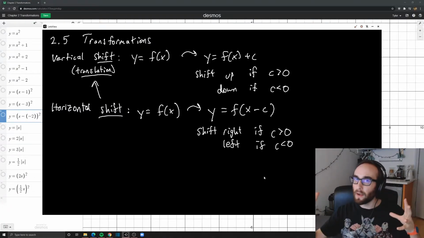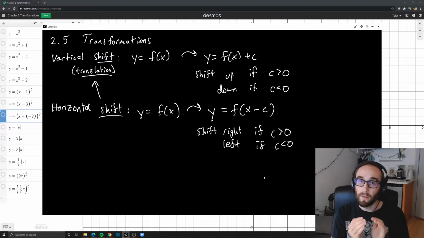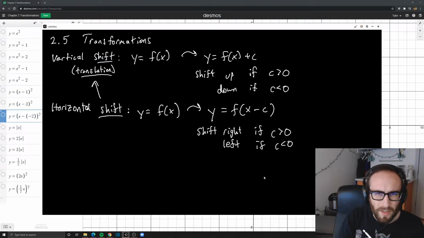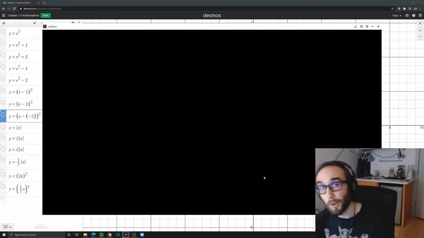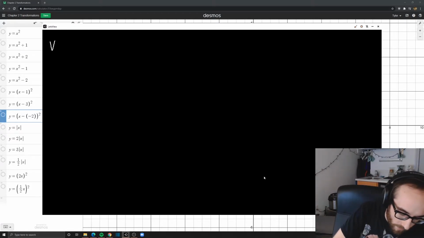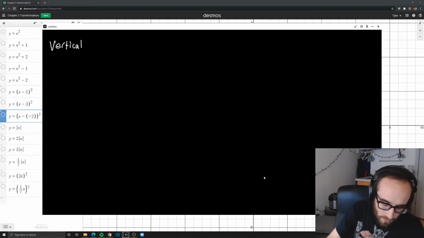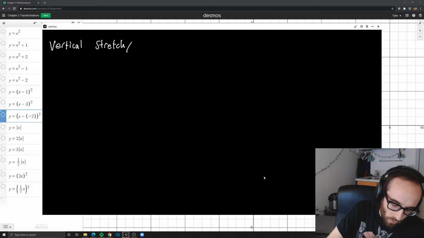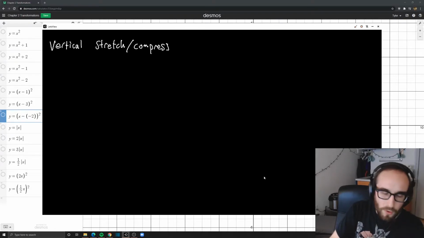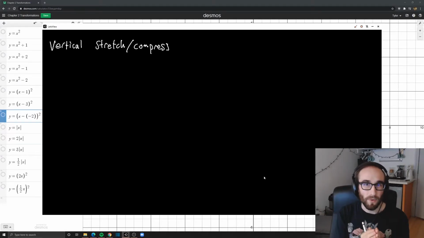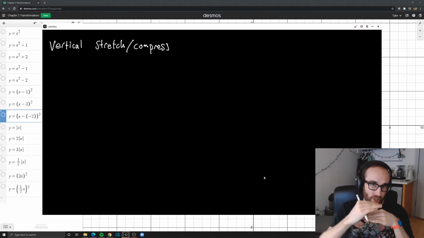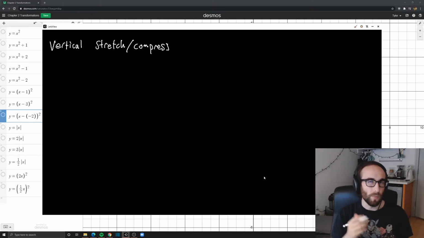We're adding either outside of the f of x or into the input, so inside of the f of x place. Next, we're going to take a look at stretching or compressing our functions. So next up, we have vertical stretches and compressions. So vertical stretch or compress. The shape of our graph stays the same, but the scale is going to be a little bit different. It might be squished vertically, squished down, or it might be stretched out. It's going to have the same shape, but the proportions will be a little bit different.